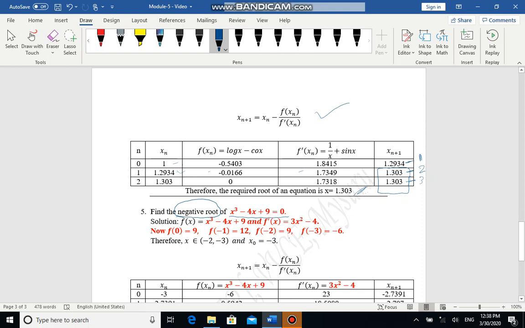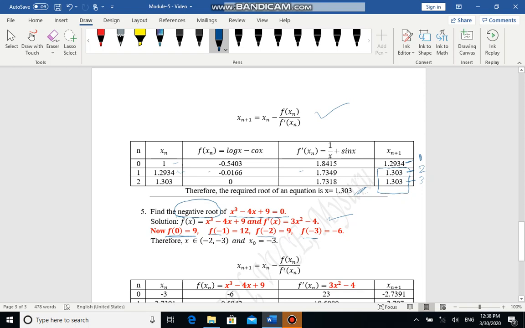So in this type of problem, first consider f of x and find out its derivative. First replace x by 0. After replacing x by 0, we need to find out the negative root. So we'll replace x by -1, -2, -3, -4, -5, like that. Not by 1, 2, 3. Now here, I want to find a negative root. That's why I'm replacing x by negative values.